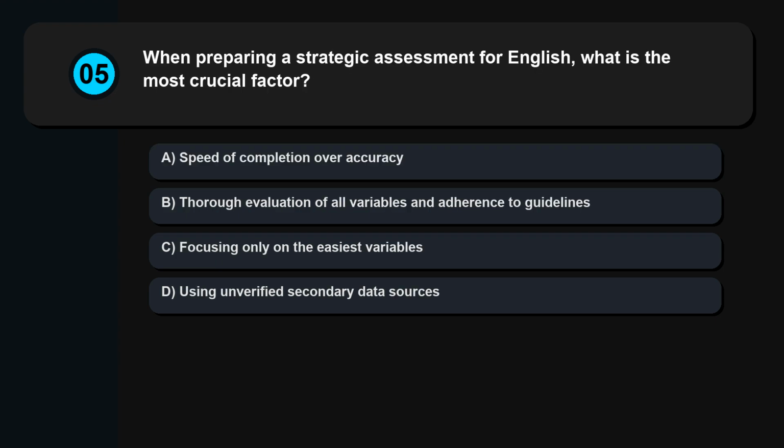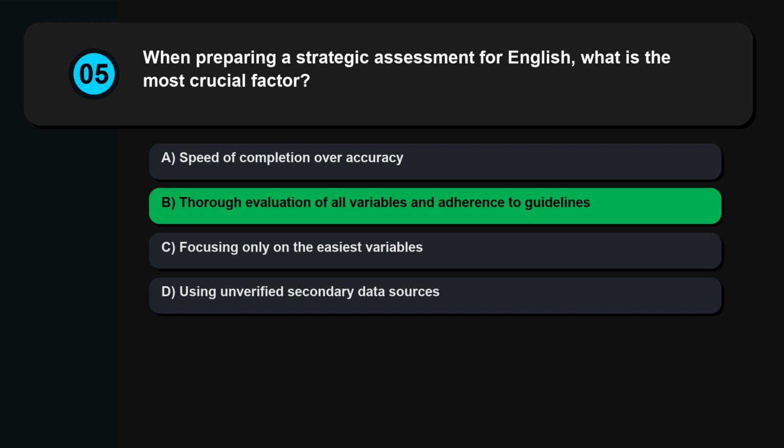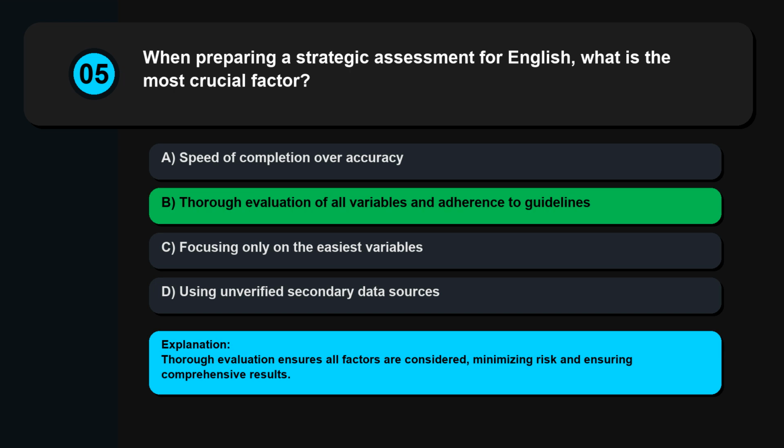Question 5. When preparing a strategic assessment for English, what is the most crucial factor? Speed of completion over accuracy, thorough evaluation of all variables and adherence to guidelines, focusing only on the easiest variables, using unverified secondary data sources. Thorough evaluation ensures all factors are considered, minimizing risk and ensuring comprehensive results.